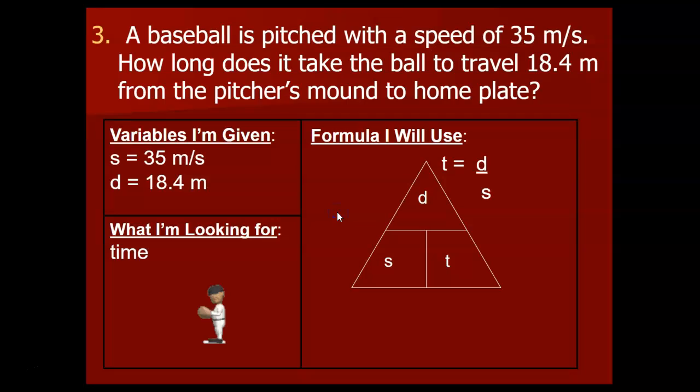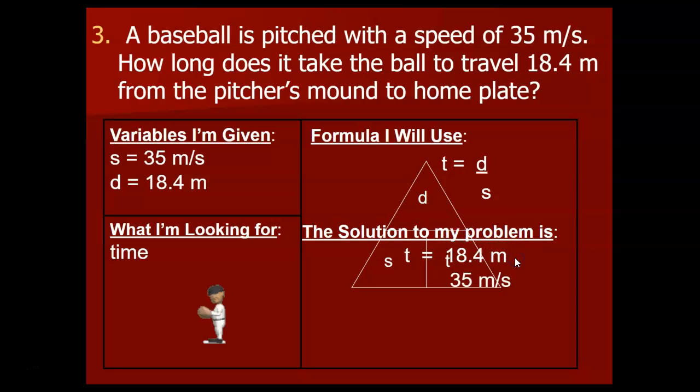T equals D divided by S. The solution to my problem is T equals 18.4 meters, which is my distance, divided by 35 meters per second, and that gives me 0.5 seconds. Again, 18.4 was my distance. We're going to divide that by 35 meters per second, which was my speed. And how did they get just the S? Because they had two M's. So they canceled the M's out, and they got 0.5 seconds. So that was their time.